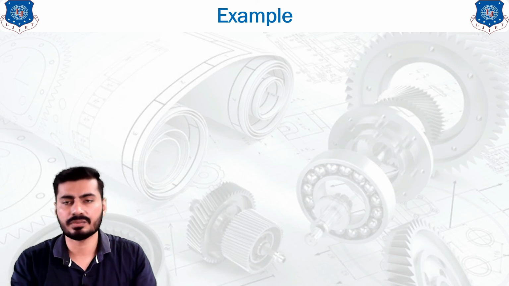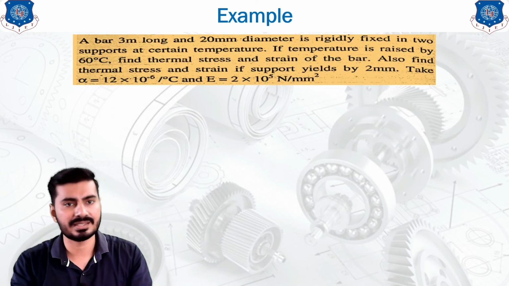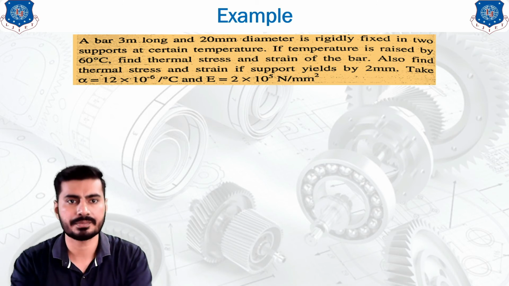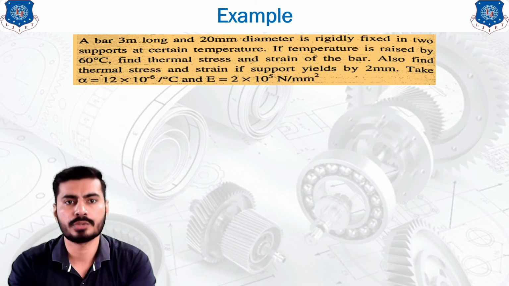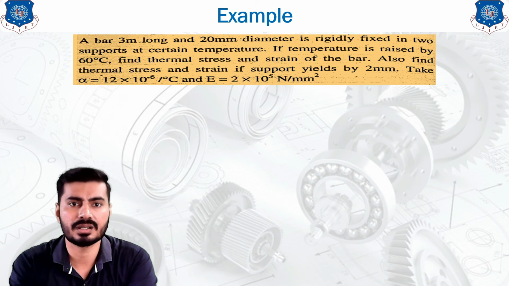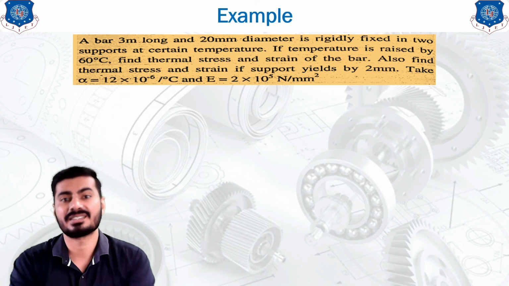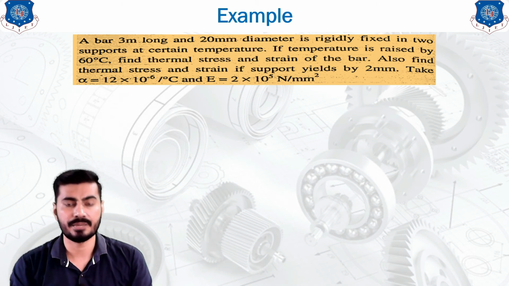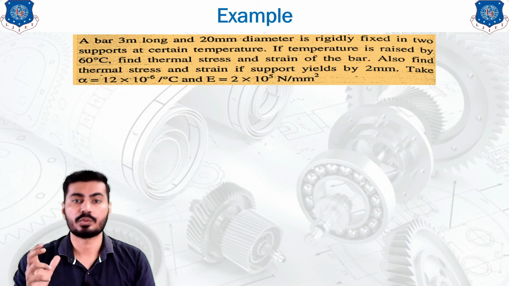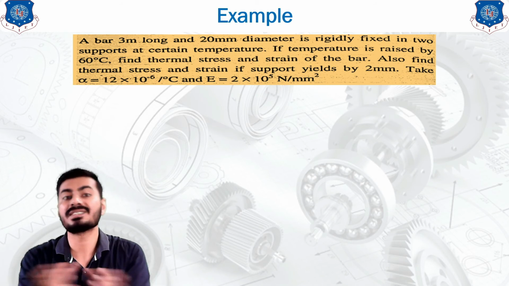Now we will see one of the examples which has been asked in previous papers. That is a very basic example, but it will clear your basic ideas about the previous concepts of thermal stress and strains. So as you can see, the data which is provided in the example is on the screen. A bar of 3 meter long and 20 mm diameter. So the length of the bar, capital L, is provided as 3 meter and the diameter is 20 mm. So the cross section of the bar is nothing but circular. So we have a cylindrical bar.